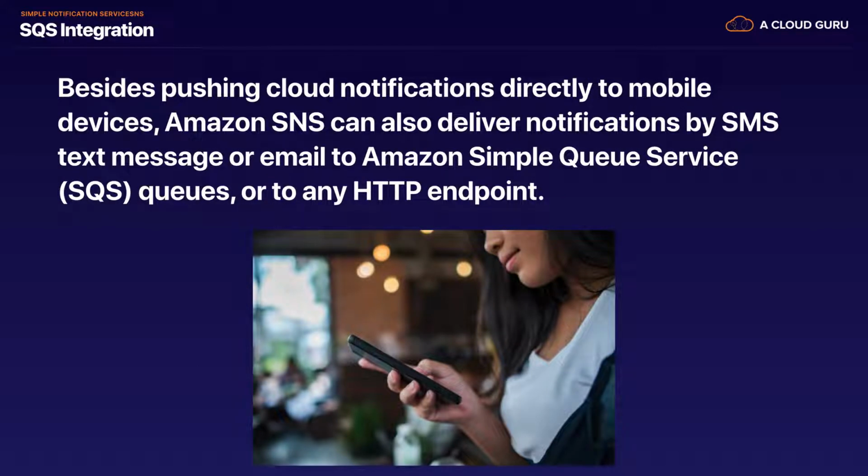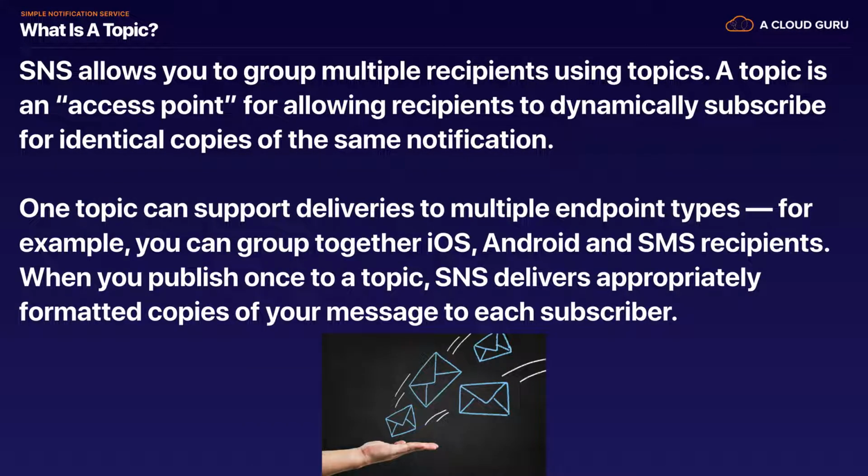And besides pushing cloud notifications directly to mobile devices, SNS can also deliver notifications by SMS text messages or by email, to Amazon SQS, or to any HTTP endpoint. So it's a way of pushing out information both to mobile devices as well as text messages, as well as to SQS or to any HTTP endpoint.